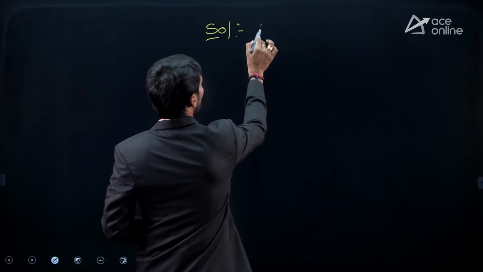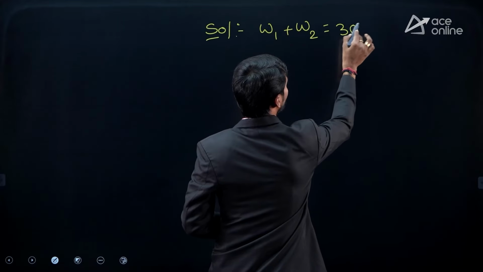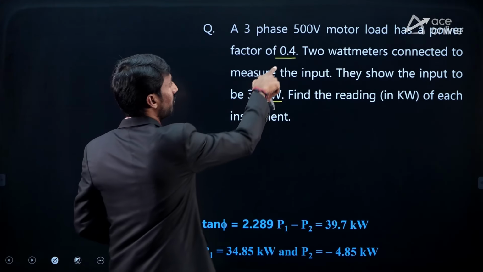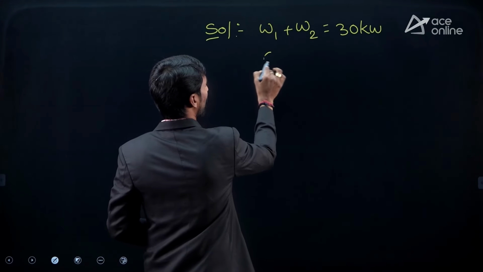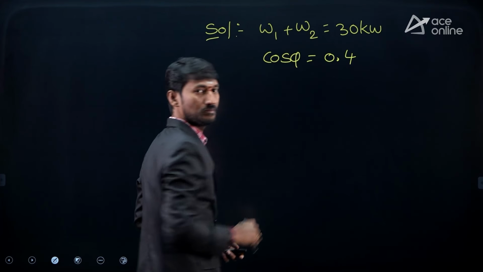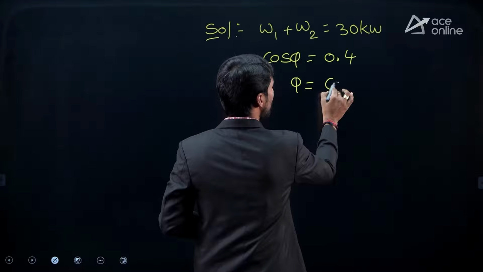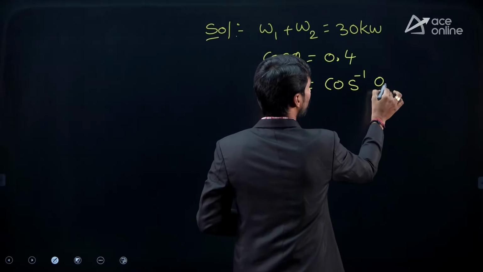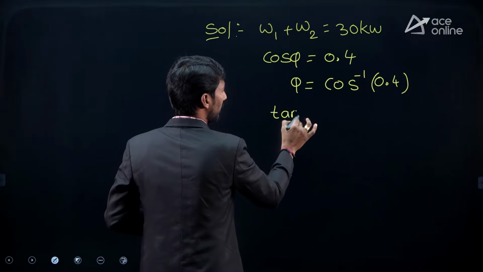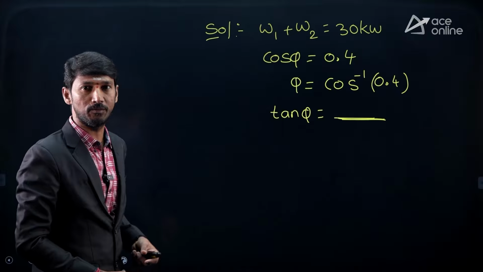He has given that total power is 30 kilowatt, and power factor is 0.4. From this you can calculate the phi value. Phi is equal to cos inverse 0.4. After this you can calculate the tan phi value. You will get some value. Just calculate the tan phi value.